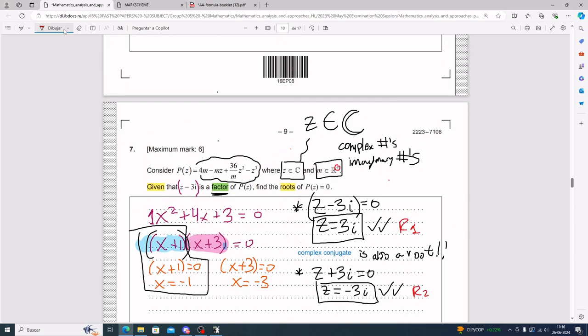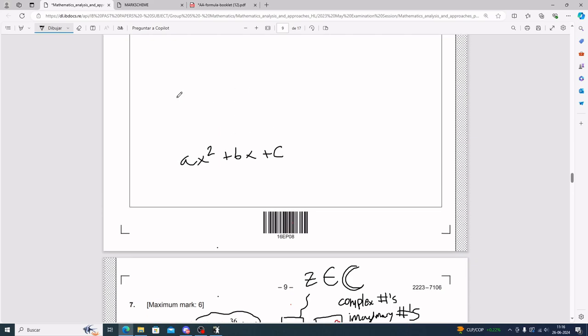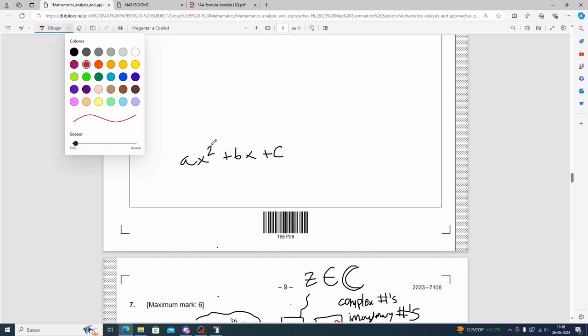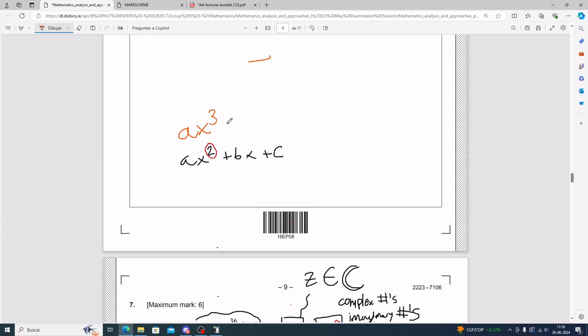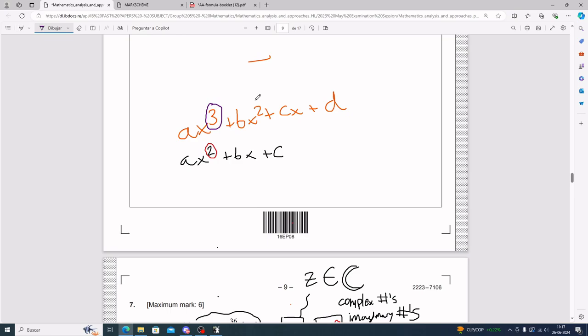Okay? And so a polynomial by itself is anything like, for example, ax squared plus bx plus c. This is a quadratic, but it's a polynomial. It's a second degree polynomial, because you have x squared. If you happen to have something like ax cubed plus bx squared plus cx plus d, surprise, this is a third degree polynomial because you have a 3 up here.